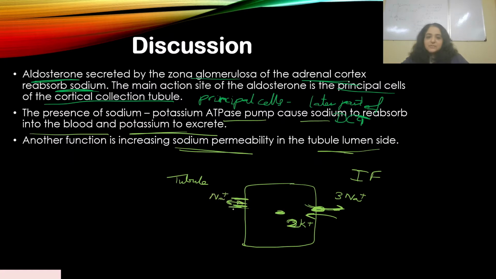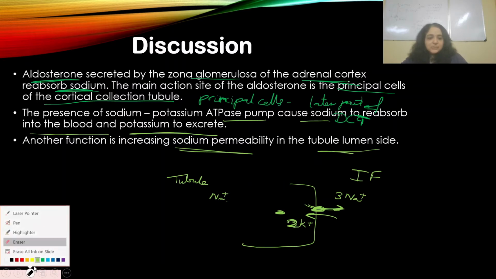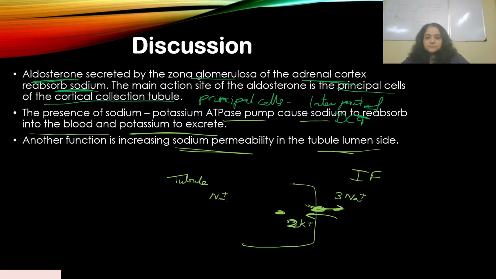So hence, sodium ions will move in. So these are the two functions of aldosterone. It activates this sodium potassium ATPase pump, and that creates a concentration gradient, and on top of that it makes this tubular lumen side permeable to sodium ions. So that's how sodium ions get reabsorbed.